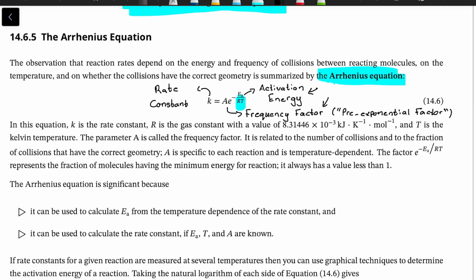And that was developed by Svante Arrhenius, just 100 years ago, who determined the specific relationship between all these factors so that we can study rates of reactions using all these parameters. Okay, so there's some information that you can read. We've just discussed it. It gives us a way to relate the activation energy and its temperature dependence with the rate constant. And it also gives us a way to calculate the rate constant if we know the activation energy, temperature, and this frequency factor.